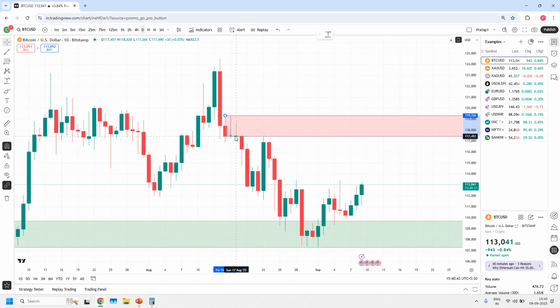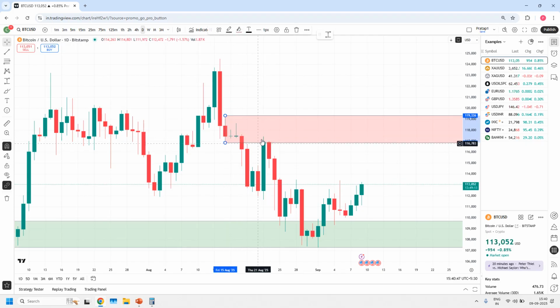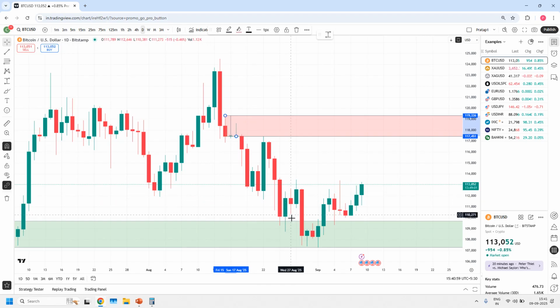Those who selected type 2 proximal or type 1 proximal would have got the trade in this Bitcoin short trade. Supply zone trade is always a short trade. Demand zone trade is a long trade. In a supply zone trade, demand zone type 1 proximal is the target. And in a demand zone trade, that is a long trade, supply zone type 1 proximal could be your target.